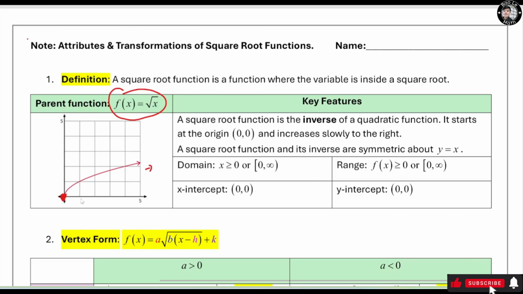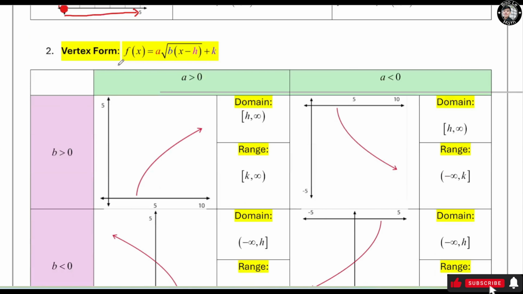The domain of the square root function is x greater than or equal to 0. And the range is going to be y greater than or equal to 0, right? This one is the x-intercept and the y-intercept, right? Now, we're going to talk about the vertex form of the square root function. This form is also used to do transformation, right?